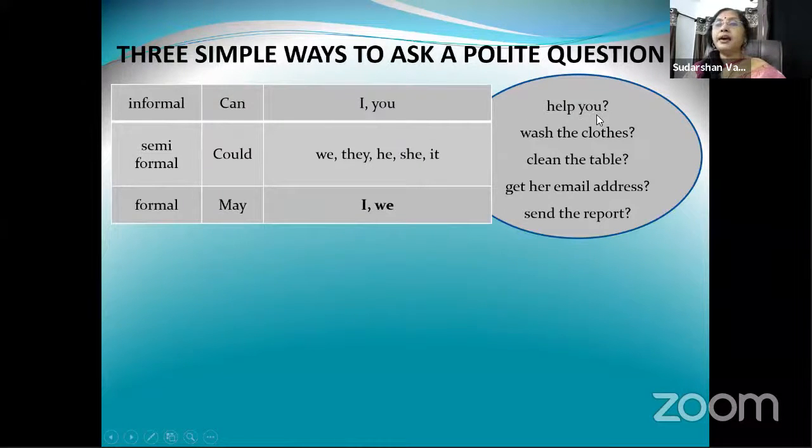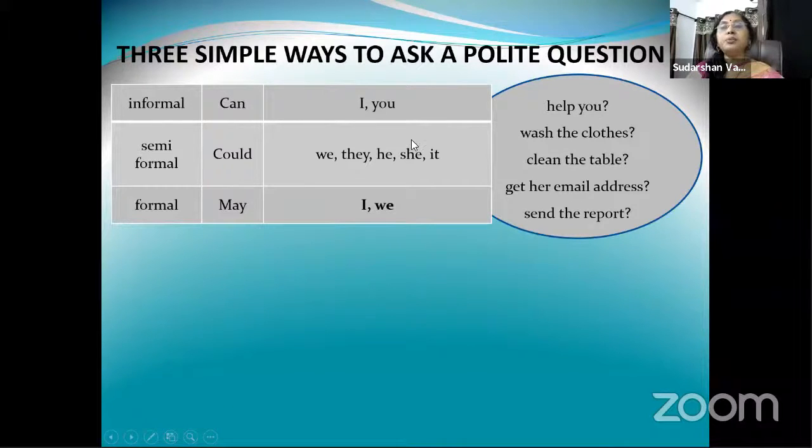Can I help you? Can you help me? Can I help you? Can you help me? Could I help you? Semi-formal. Could I help you? Could you help me? Can we wash the clothes? Any sentence. Can I wash the clothes? Could I wash the clothes?